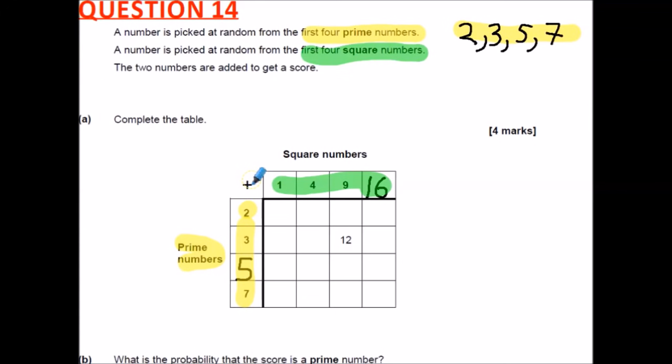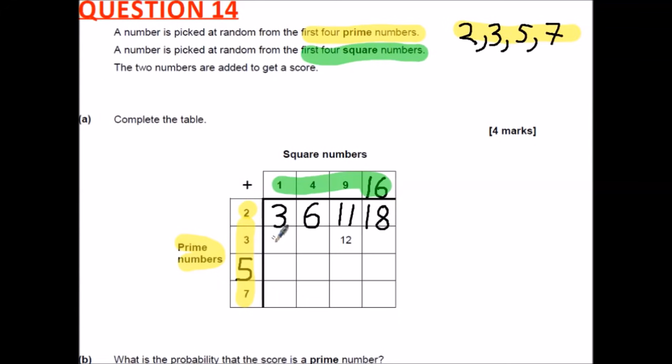Now to fill in the table is the columns added to the rows. So it's just a case of adding them all up. As long as you do it carefully, you should get 4 marks comfortably here. So the first one, 2 plus 1 is 3. Second one, 2 plus 4 is 6. This one, 2 plus 9 is 11. 2 plus 16 is 18.